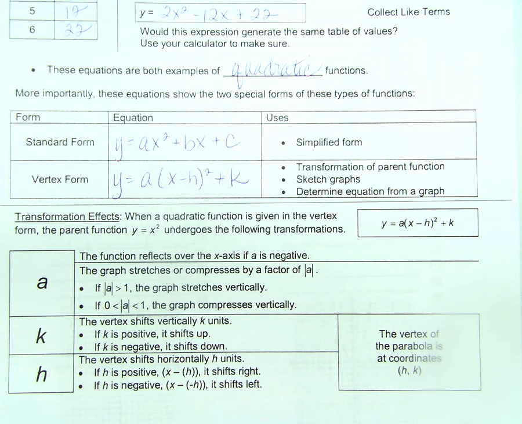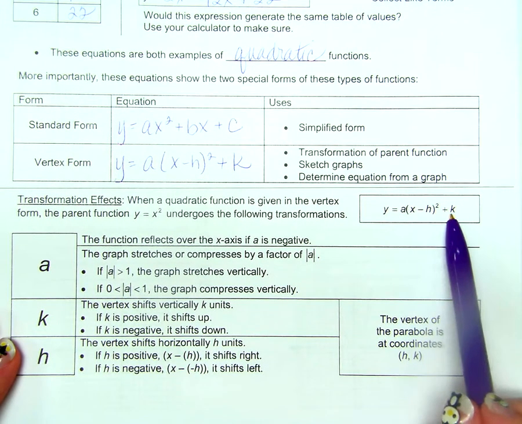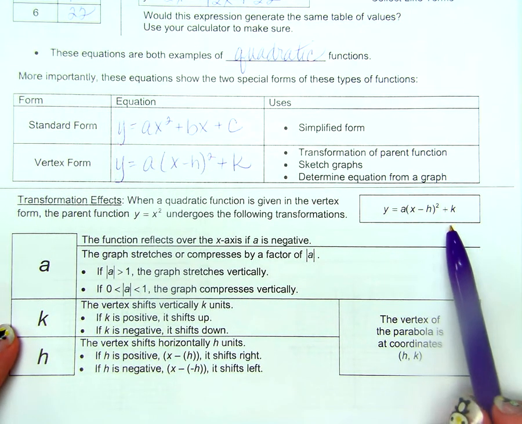Causes a reflection, okay? Then what if a number is being added on the outside of the squared term? What happens if a number is being added or subtracted on the outside? What kind of transformation does that cause? Yeah, it's a vertical, right? We go either, what directions? Up or down. So the number on the outside moves up or down.